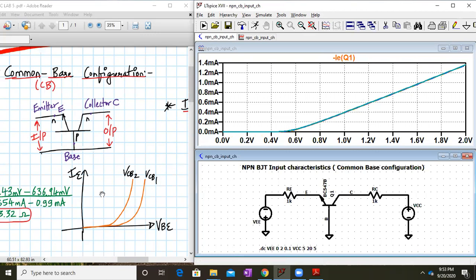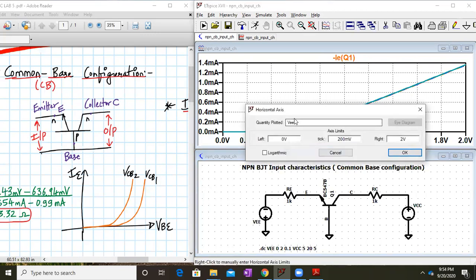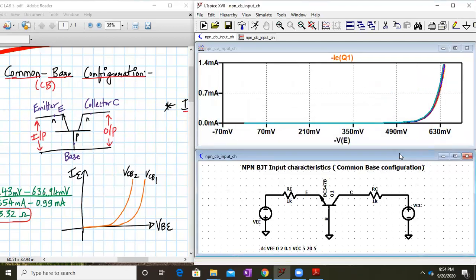Is this the characteristic, IE versus VBE, which you're looking for? No, this is not the one. What we need to do is right click on the x-axis and select V of E. Why can't I write VB? Because the base terminal is grounded, so VBE will be VB minus VE, where VB is 0. So VBE will actually be minus of VE. I'll put a minus sign here and click OK. So this is my characteristics, the input characteristics for the common base configuration.